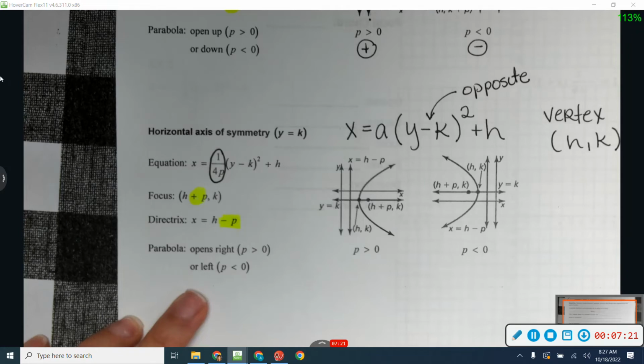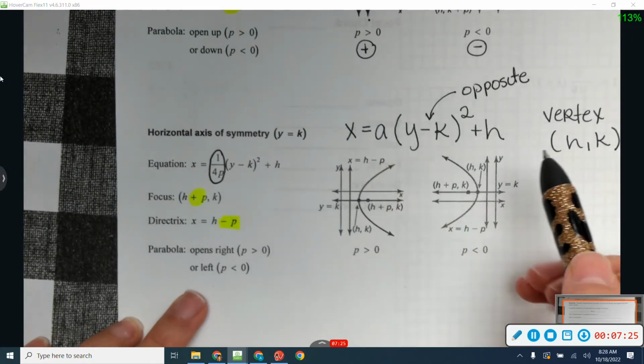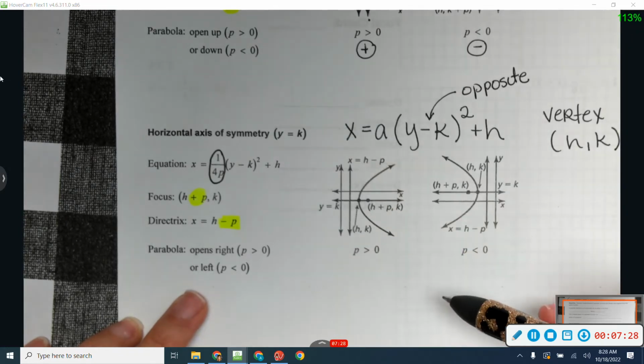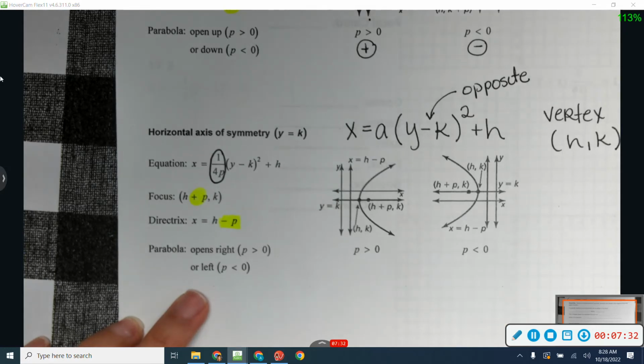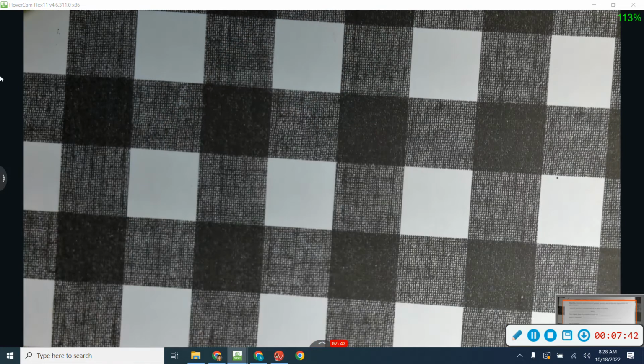Okay, now if it's positive, it's going to open right. If it's negative, it's going to open left. Okay, to me that makes sense because the positive x values are going to the right. So if your a is positive, you're opening it to the right. But again, you've got all the formulas, so it should not be hard.